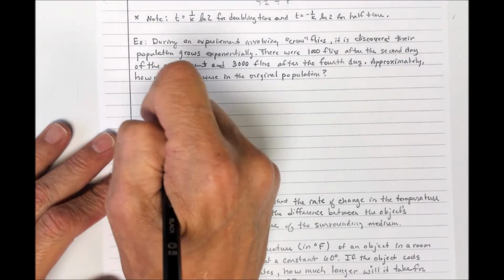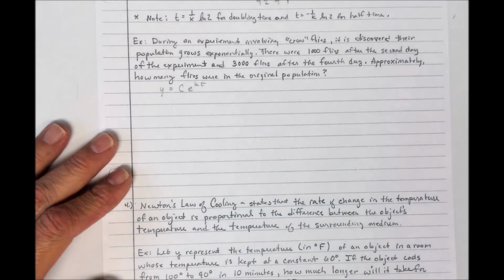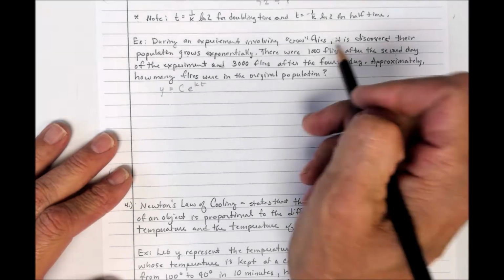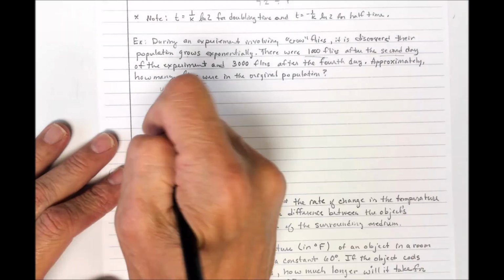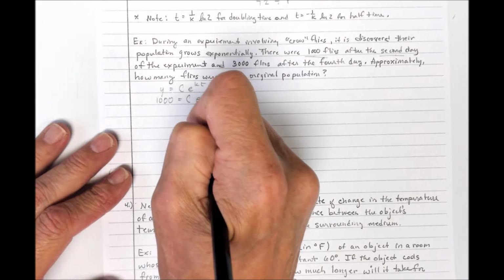So I'm going to write y equals ce to the kt. I just don't happen to know what c is. T is in days, it looks like here. So we know that y is 1,000 when t is 2. So I have 1,000 equals ce to the k times 2.